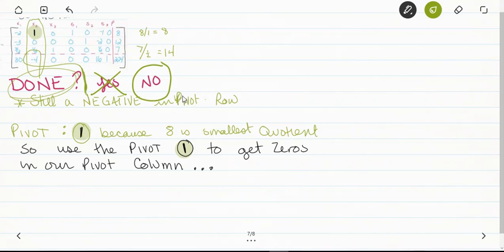we can't say that we're finished yet. We haven't fully maximized this value down here yet until we've gotten rid of all the negatives. So it looks like we've got to go again. When I look at the values down here, the only one that's negative is the 4.